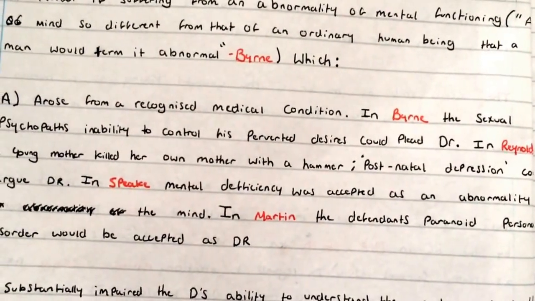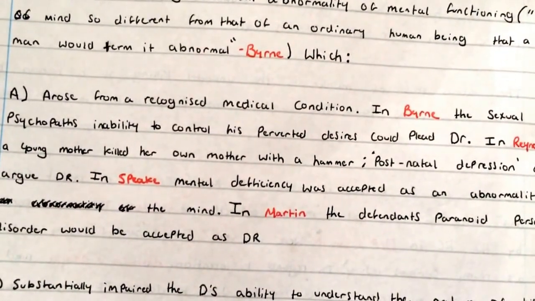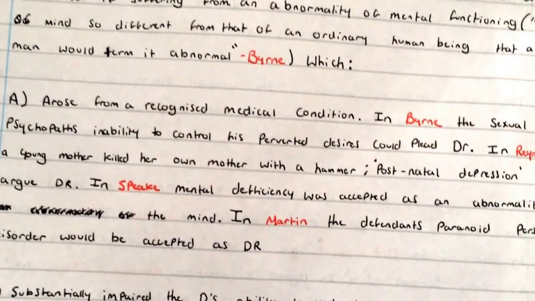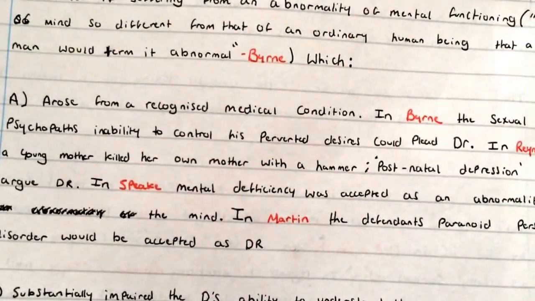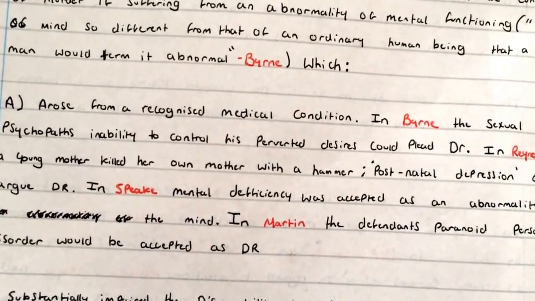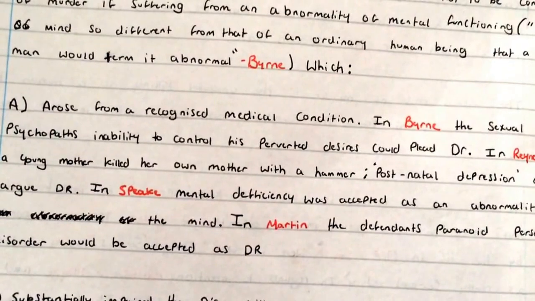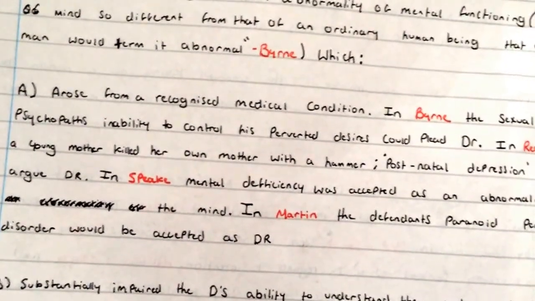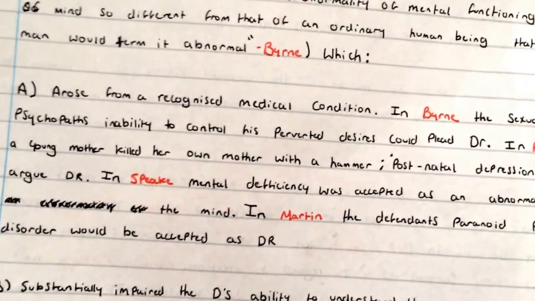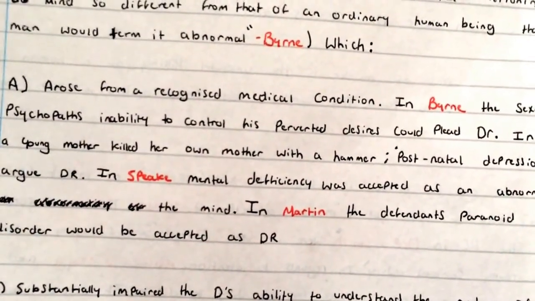In Byrne, the sexual psychopath's inability to control his perverted desires could plead DR. In Reynolds, a young mother killed her own mother with a hammer. Postnatal depression was enough to argue DR. In Speak, mental deficiency was accepted as an abnormality of the mind. In Martin, the defendant's paranoid personality disorder was accepted as DR. So that goes from the first step of arose from a recognized medical condition.